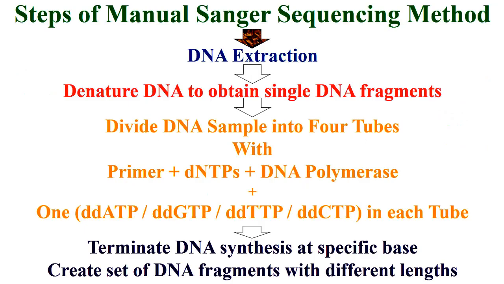Manual Sanger sequencing method. Initiate by DNA extraction and denature the DNA to obtain single DNA fragments, and divide the DNA sample into 4 tubes with primer, dNTPs, DNA polymerase, and 1 ddNTP in each tube to terminate DNA synthesis at a specific base to create a set of DNA fragments with different lengths, as mentioned in the next slide.